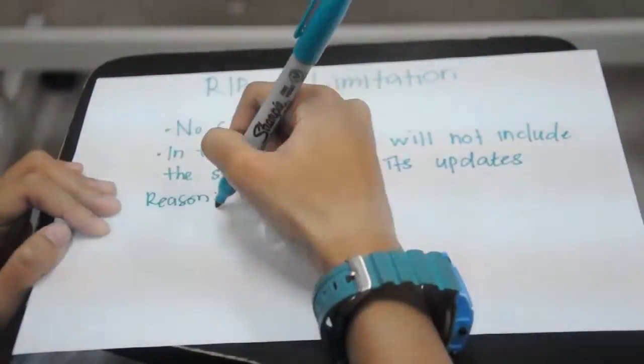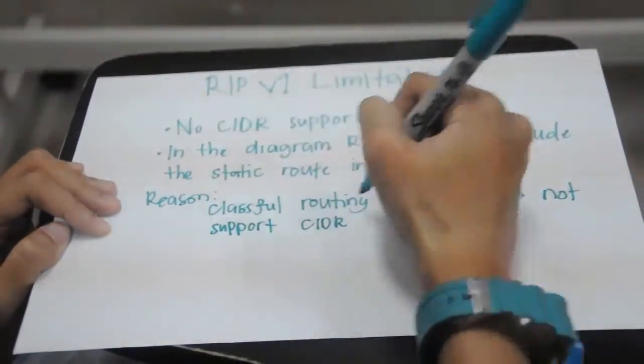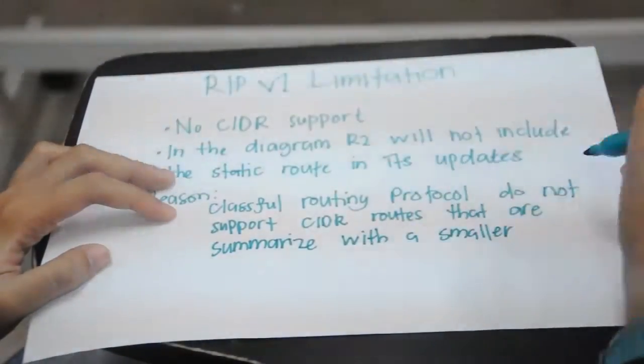In the diagram, R2 will not include the static route in its updates because classful routing protocols do not support CIDR routes that are summarized with a mask smaller than the classful subnet mask.